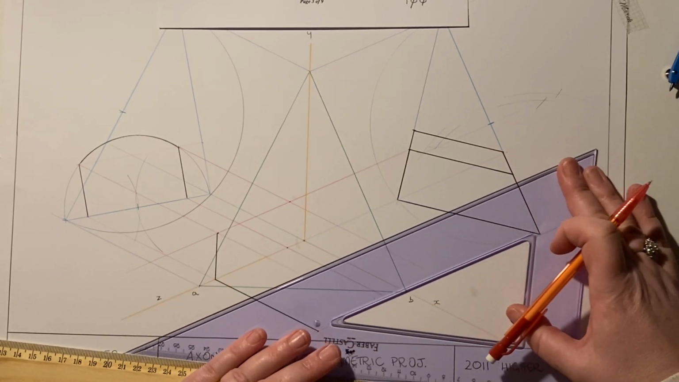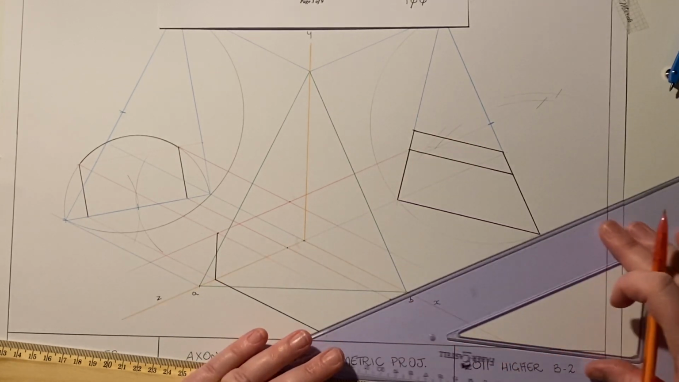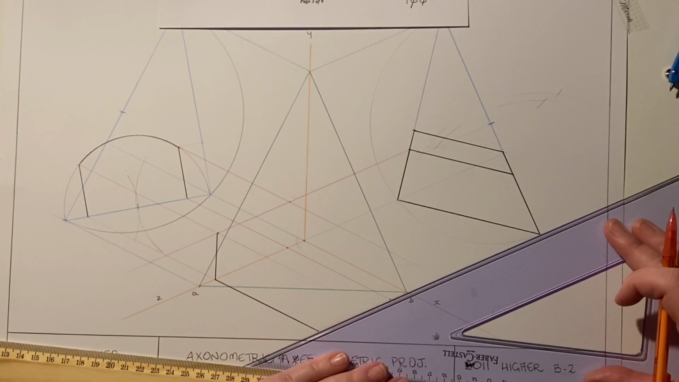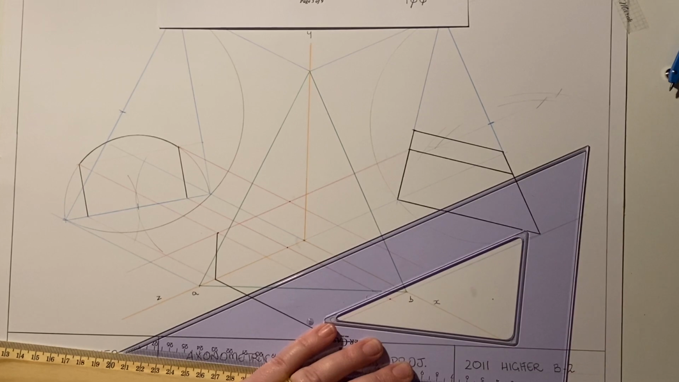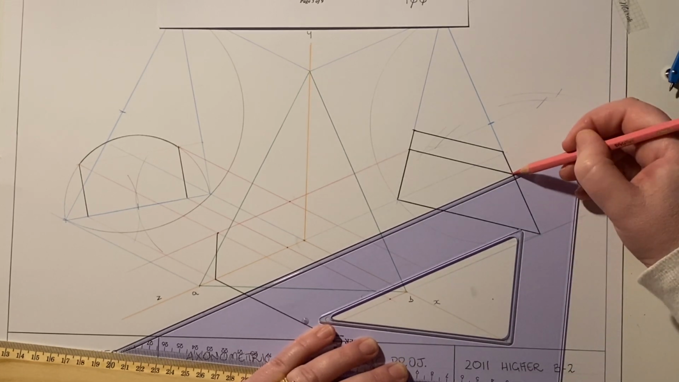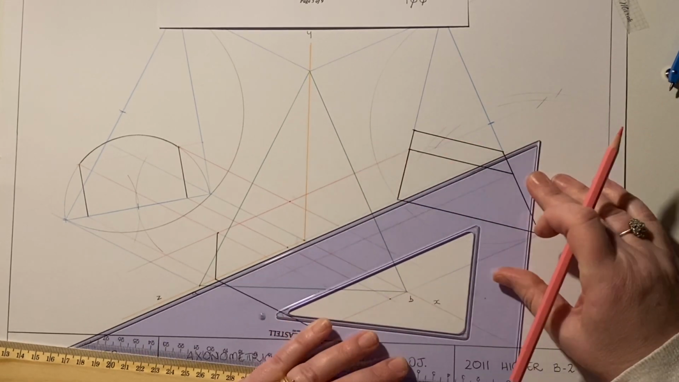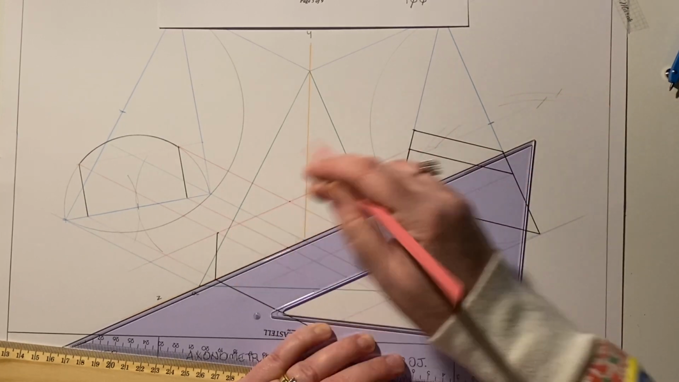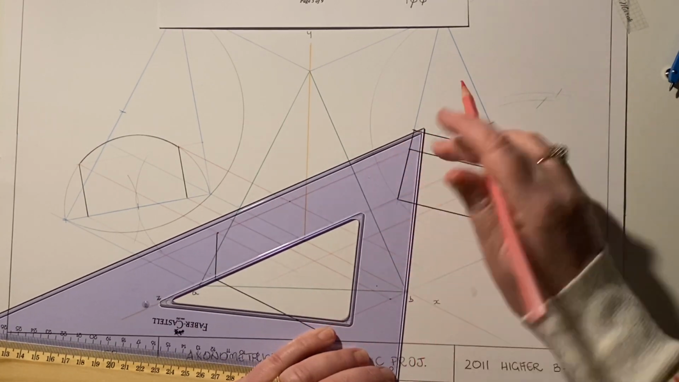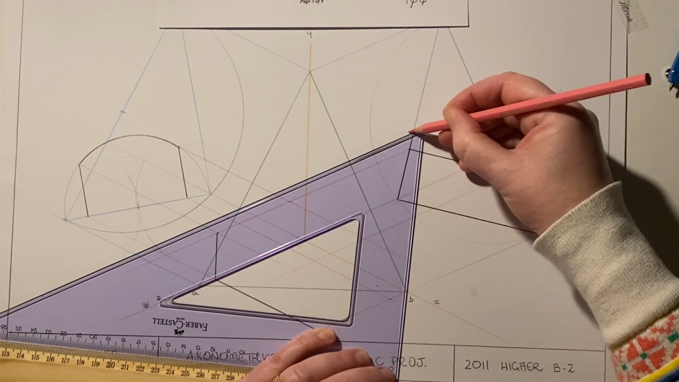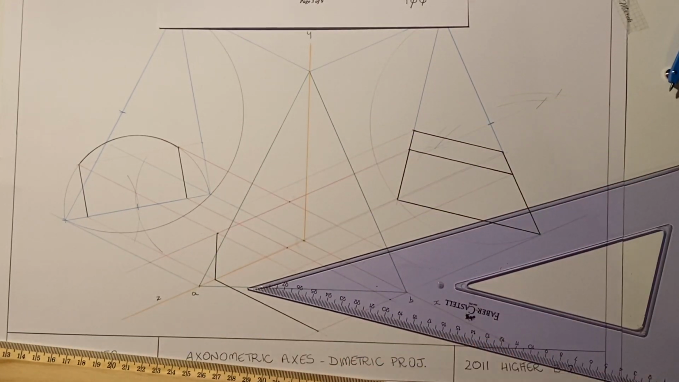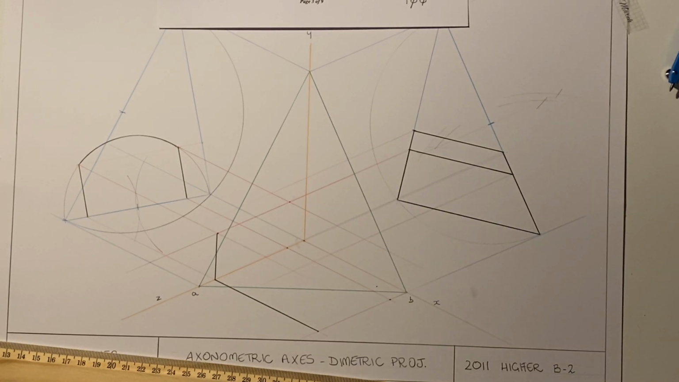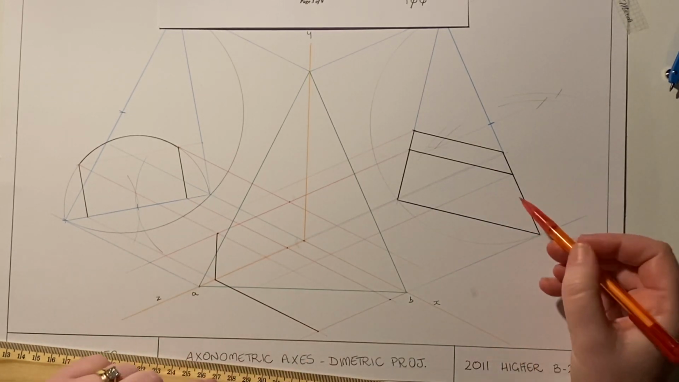I now need to bring down the other points. So, setting back up my adjustable set squares, my sliding set squares, I am bringing down this point here. And this guy, and finally this one. So that's everything brought down for the moment. Now, we're not quite there yet, mind you, but let's keep working through it. Do the easy bits first.